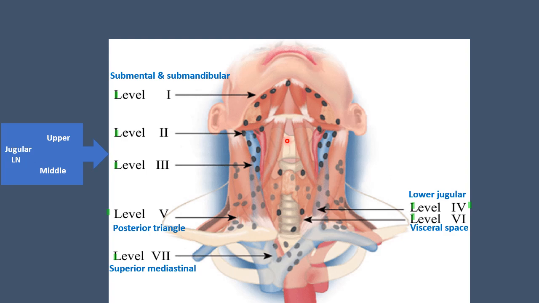And level 6 will be, as I say, the anterior lymph nodes here, the anterior space, also known as the visceral space, and the thyroid is located in this visceral space, the anterior space. And level 7 is the superior mediastinal lymph nodes below the clavicle here. Okay, so this is a very important picture that you must memorize and recall whenever you are examining a patient with neck swellings.